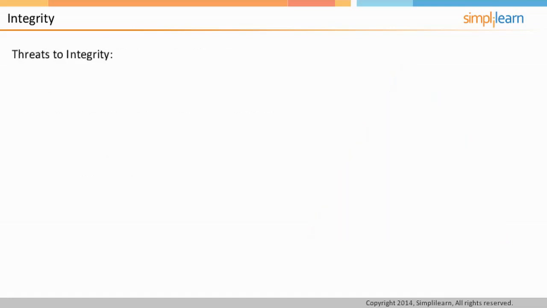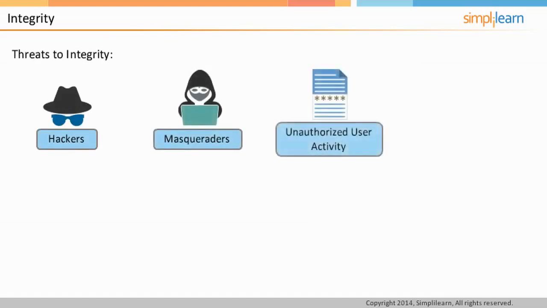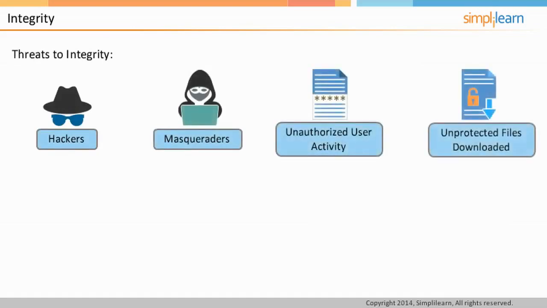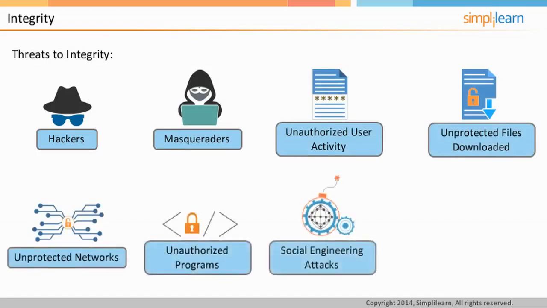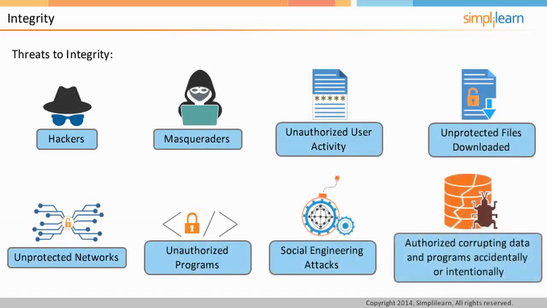Similar to confidentiality, the threats to integrity come from hackers, masqueraders, unauthorized user activity, unprotected downloaded files, networks, and unauthorized programs like Trojan horses and viruses. Authorized users can also corrupt the data and programs accidentally or intentionally. Next, we will discuss availability in detail.